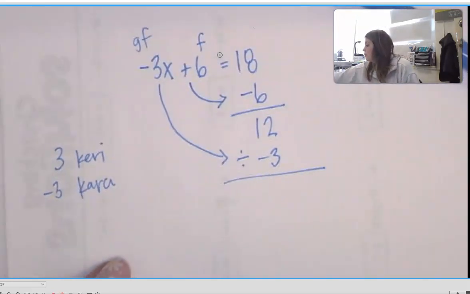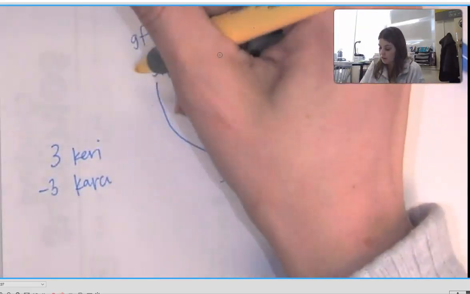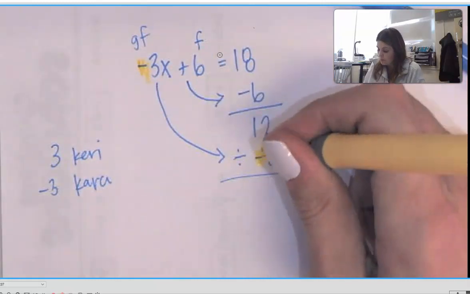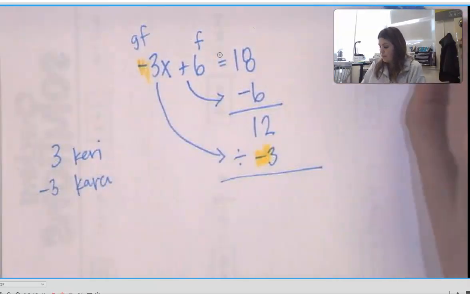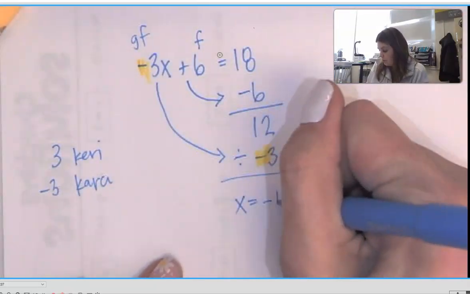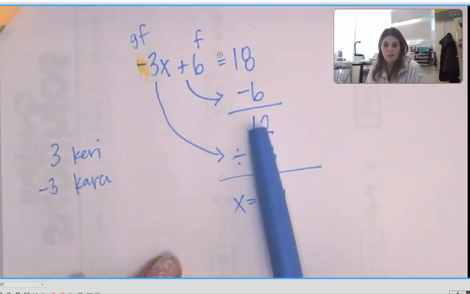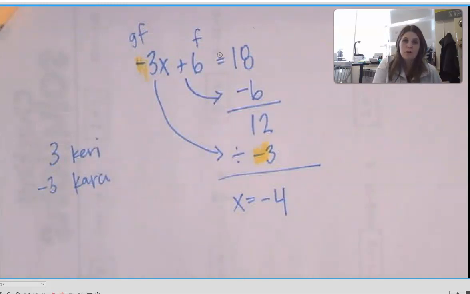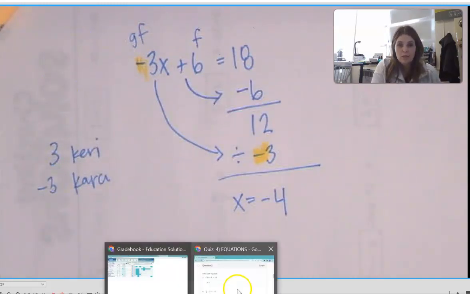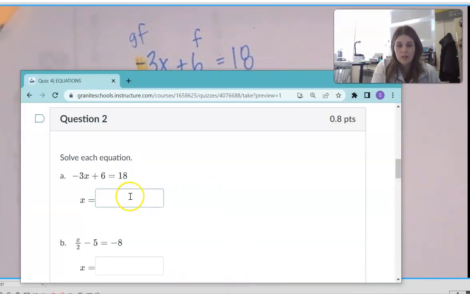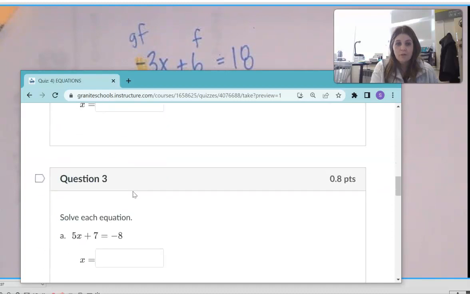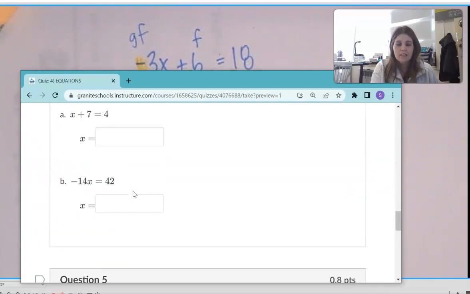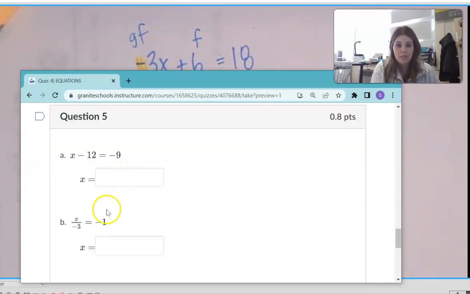It is super important that you guys keep track of your negative symbols. So this means that x is equal to -4. If you plug that into your calculator, 12 divided by -3 is -4. So you would just come back to this quiz right here and you would enter in -4 for your answer for question 2. Now we haven't really talked about one that has a girlfriend that's underneath.